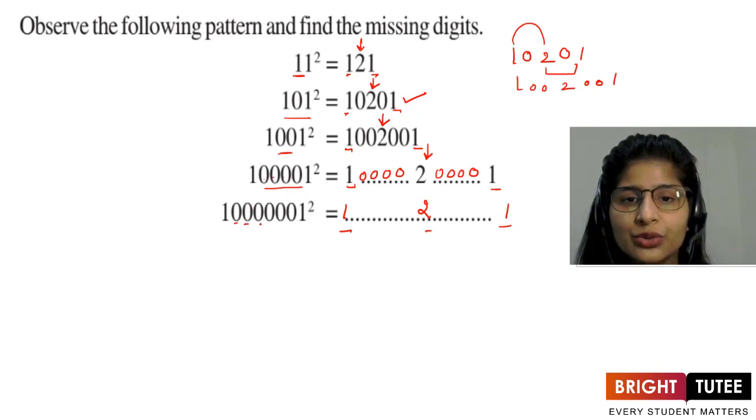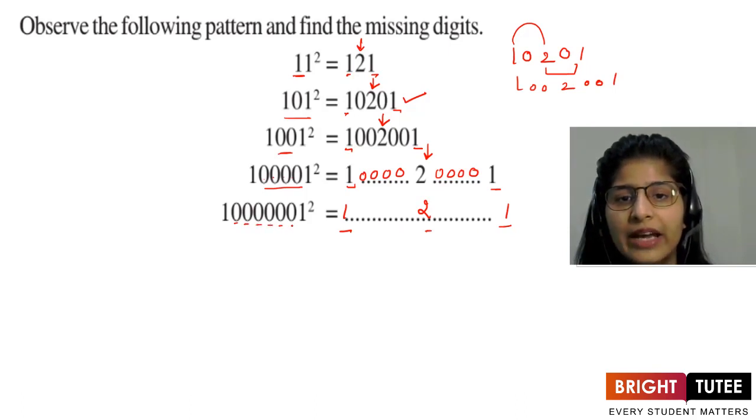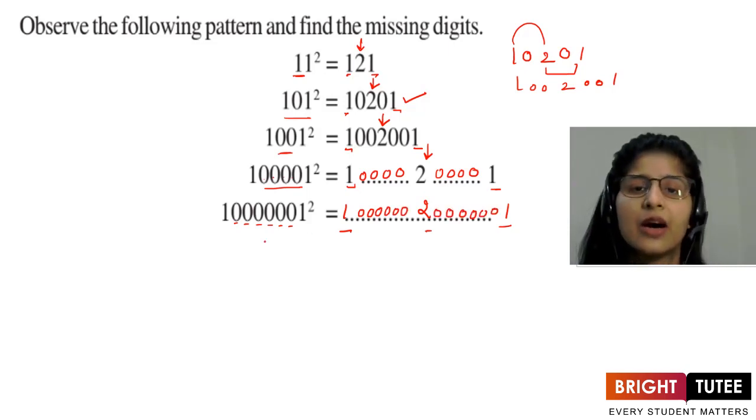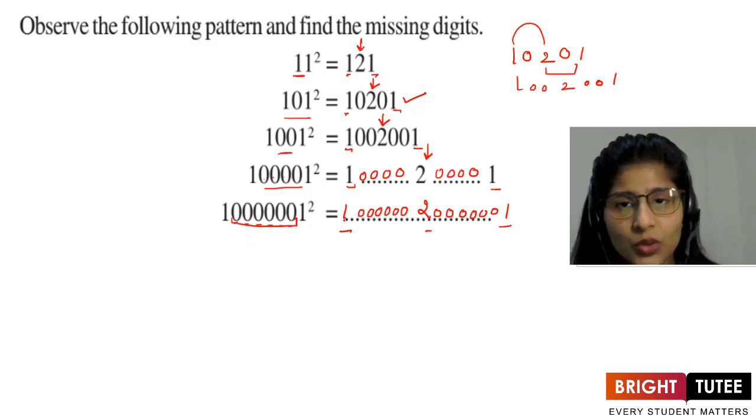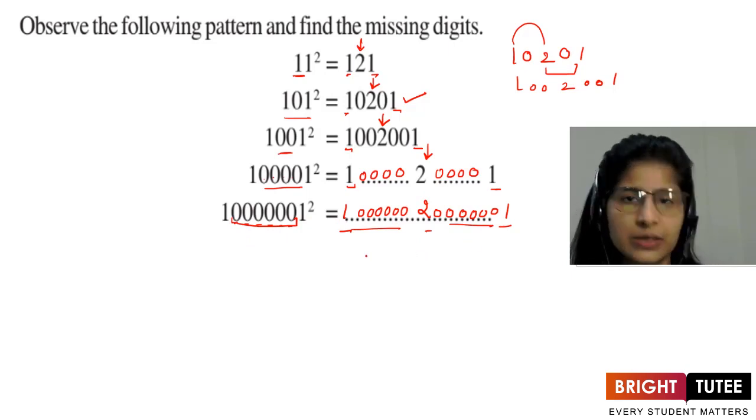1, 2, 3, 4, 5, 6. Whatever the number of zeros is given here in the question, in the number whose square we are taking, in the square of that number, those many zeros will be added between 1 and 2 and 2 and 1 respectively.